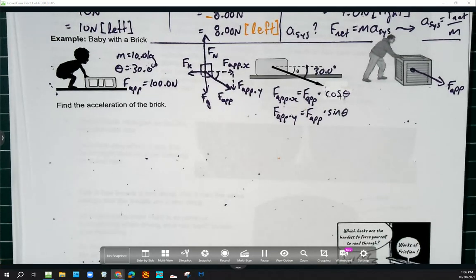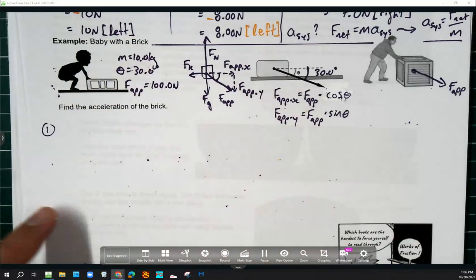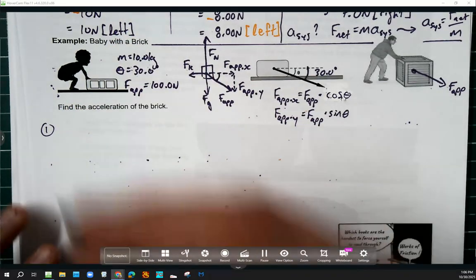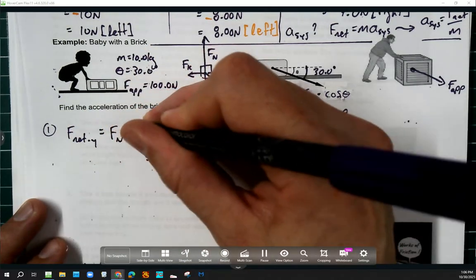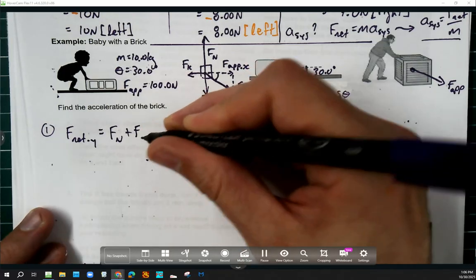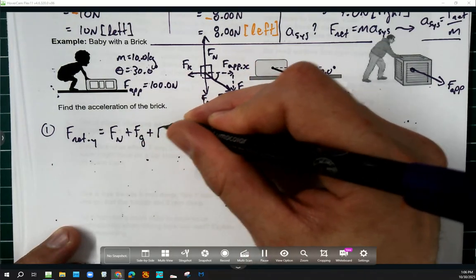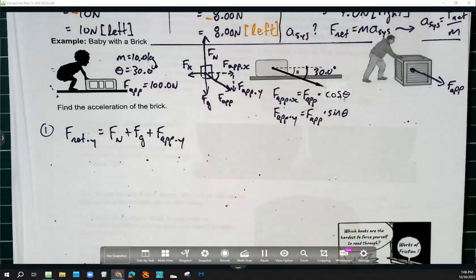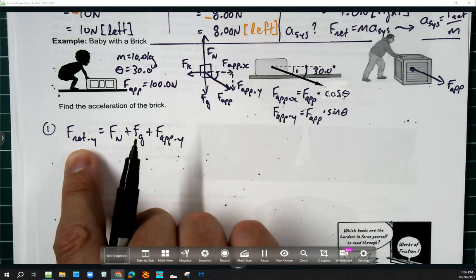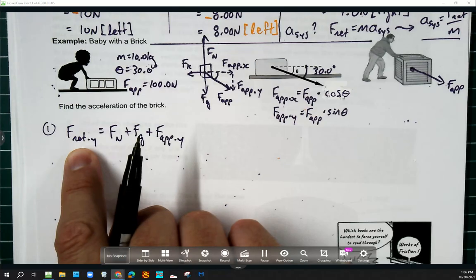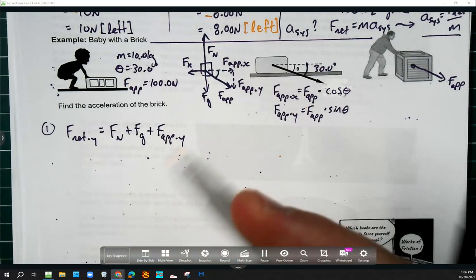And I'd like to take a look at this as a system of equations. So the first equation that I want to look at is the y direction. And in the y direction, I would say F net y is equal to F normal plus Fg, I'm pulling this off of the free body diagram, plus F applied y. Before I go any further, are any of these values 0 for a baby pushing a brick across a horizontal surface? Is the brick going to fly into the air? Is it going to crash through the earth? What's the brick's acceleration vertically? So F net y is 0.